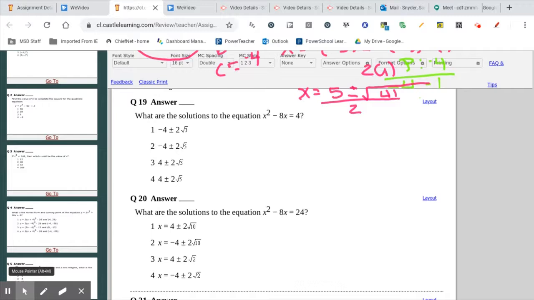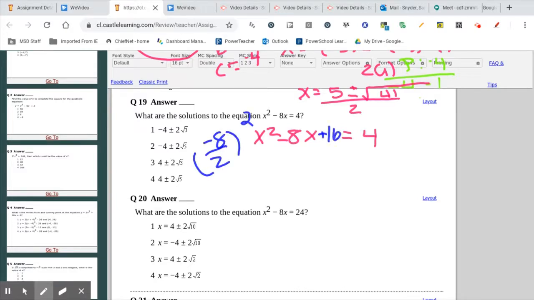Number 19, again, we're finding the solutions. Our B term is -8, so I'm going to go ahead and do completing the square since our B term is even. Now they already moved the C over to the other side for us, so we don't have to do that first step, but we do have to make this a perfect square trinomial. So we're going to add 16 to both sides, and we get x squared minus 8x plus 16 equals 20.